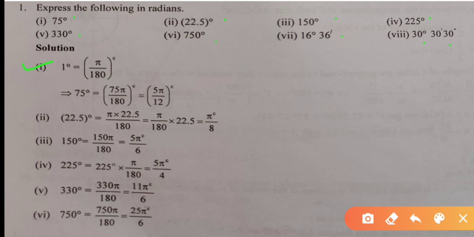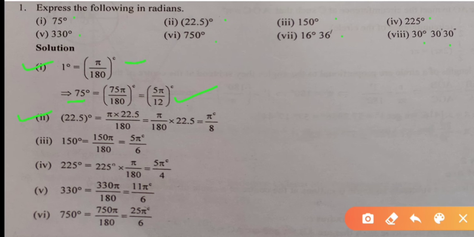1 degree is equal to, already we know, pi by 180 radian. That is 75 equals to, just multiply pi by 180 to 75, then we get 5 by 12 pi. Now how much? 15 5s are 75 and 15 12s are 180. What we get here? 5 pi by 12.